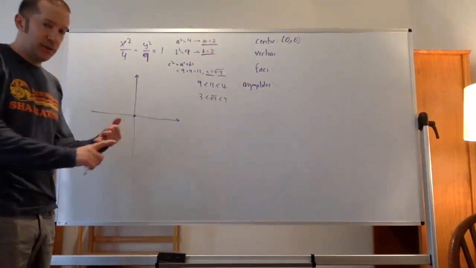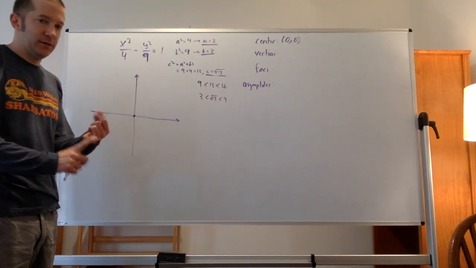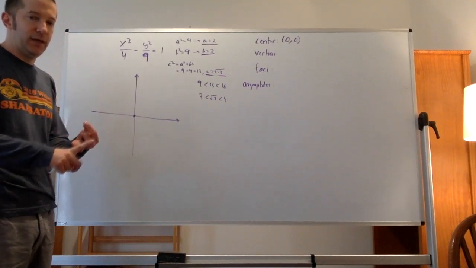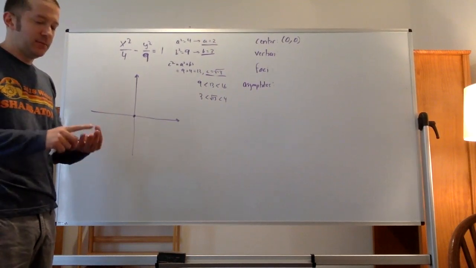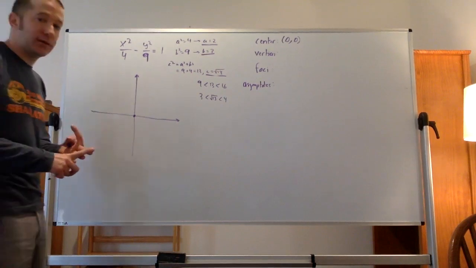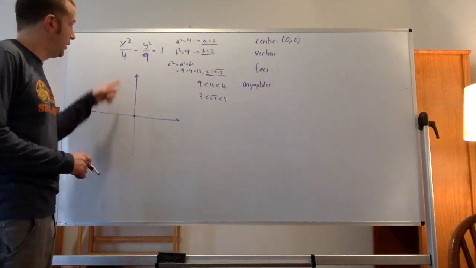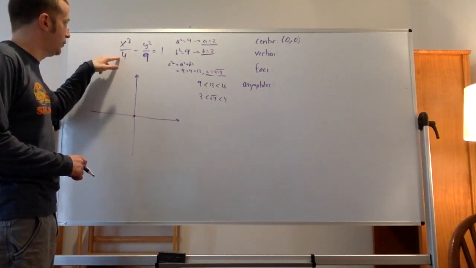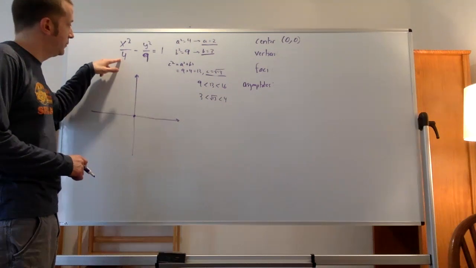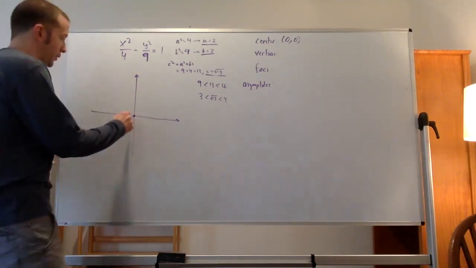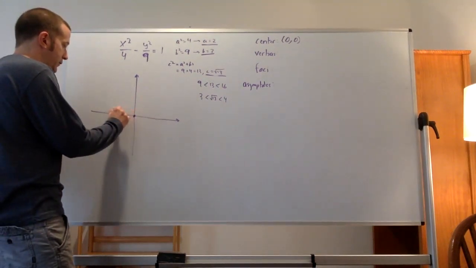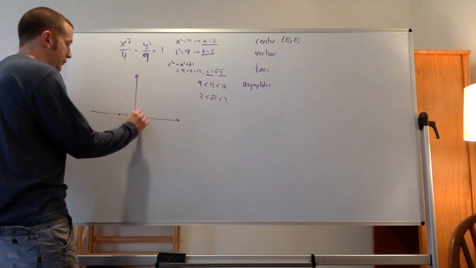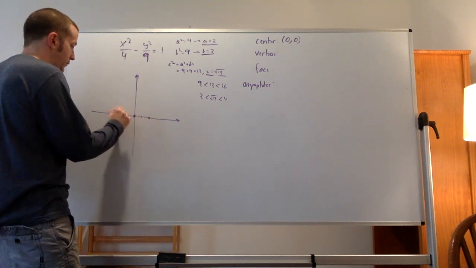So step 1, find the center. Step 2, identify A, B, and C. Step 3, draw the rectangle. So that means whatever's underneath x squared, I go that many units in the x direction. So I'm going to go 2 units to the left. Call that 2. 2 units to the right.